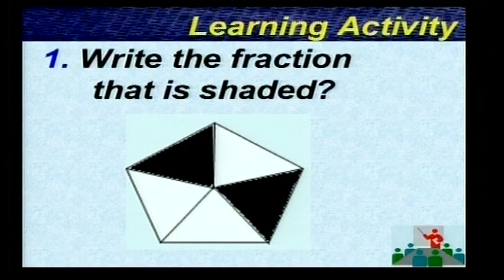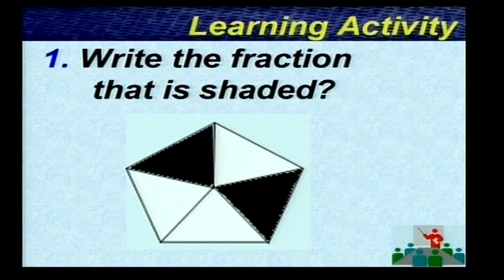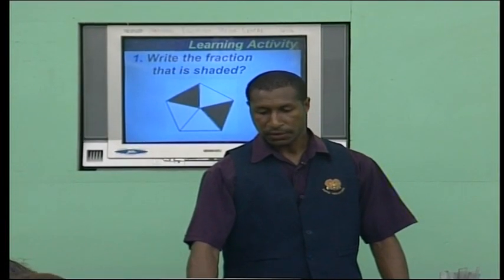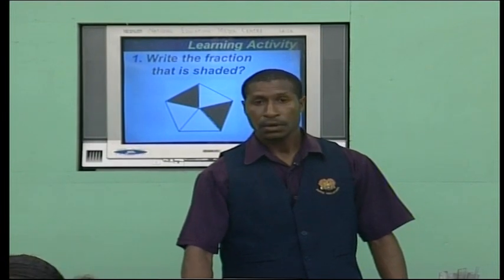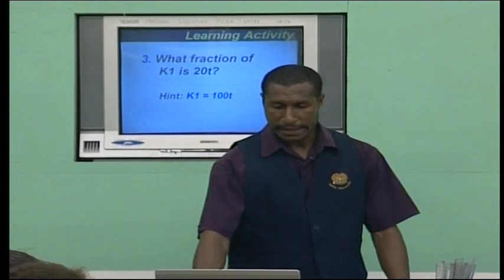What's the name of the shape? 5 sides, 6 sides, hexagon. 8 sides, octagon. How many sides are there? 5 sides. Joshua? Pentagon. Very good, pentagon. The shape which is being shown on the screen, for the activity that you have done, is a pentagon.